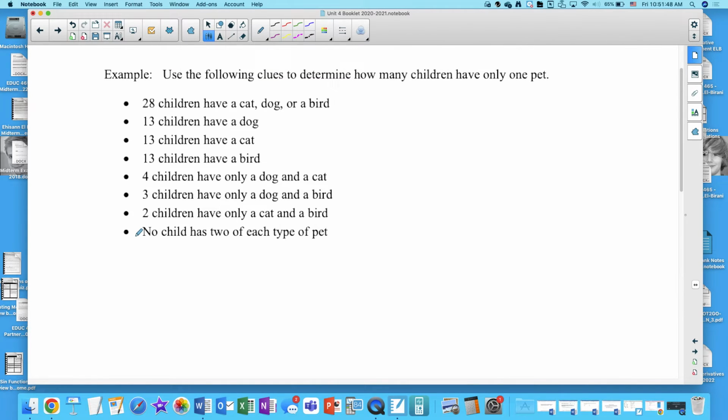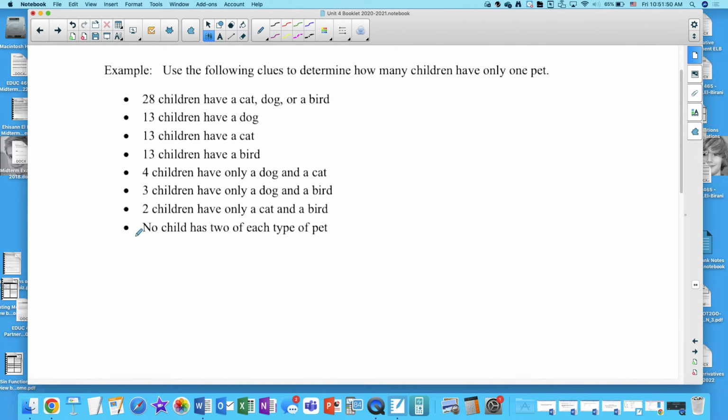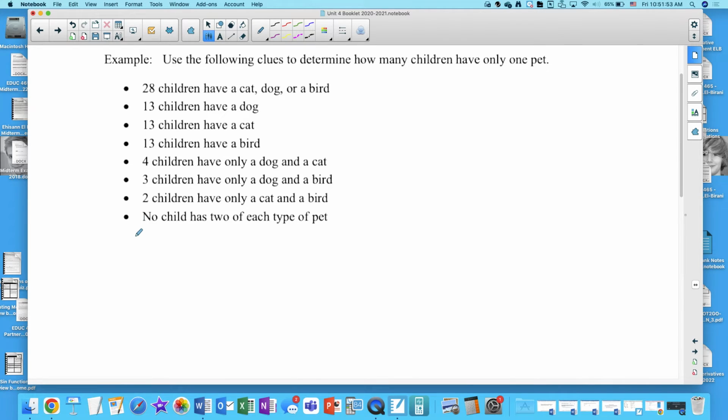Okay? All right, use the following clues to determine how many children have only one pet. Okay, so 28 children have a cat, dog, or bird. 13 children have a dog, 13 children have a cat, 13 children have a bird. 4 children have only a dog and cat, 3 children have only a dog and bird, 2 children have only a cat and bird, and no child has 2 of each pet. Okay, so you can't have 2 dogs, you can't have 2 cats, but you can have a dog and a cat.